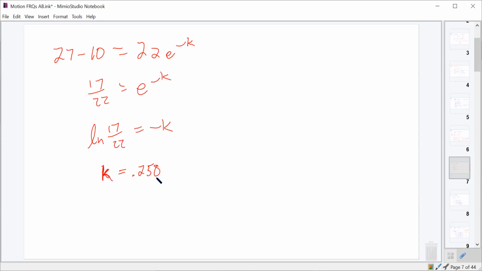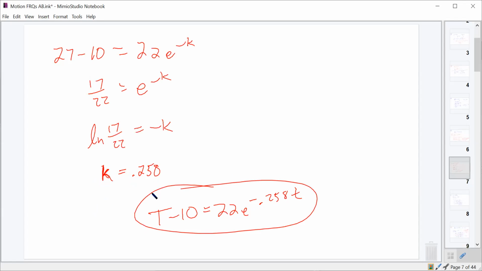And so now we've got our k value, so we'll just go back in and write our equation. T minus 10 is what we had, equals 22e to the negative 0.258t. That's negative kt. And that should be the equation, which looks like that's choice... Well, they added the 10 over, but 10 plus 22e to the negative 0.258t, so choice C.